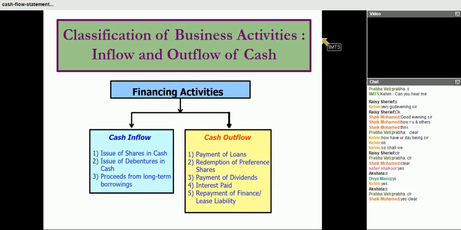Let's see in financial activities, the cash inflow and cash outflow. Issue of shares in cash, issue of debentures in cash, proceeds from long-term borrowings. This comes in cash inflow. And in cash outflow, payment of loans, redemption of preference shares, payment of dividends, interest paid, repayment of finance or lease liability. All these things comes inside cash outflow for financing activities.